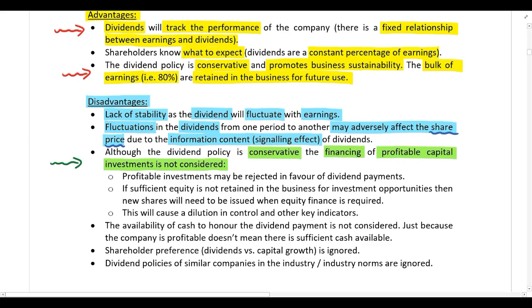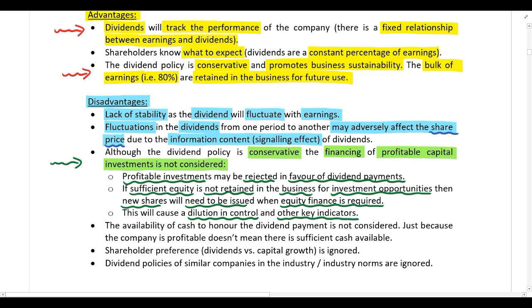So the problem with this is profitable investments may be rejected in favor of dividend payments. So if there's not enough money for both, then the company won't invest. They'll rather just pay out that 20% dividend. Then in addition to that, if sufficient equity is not retained in the business for investment purposes, then new shares will need to be issued in the future when equity finance is required. And we know if new shares are issued, that will cause a dilution in control. The market value per share will drop. Other key indicators will also drop, such as earnings per share, dividends per share, etc.